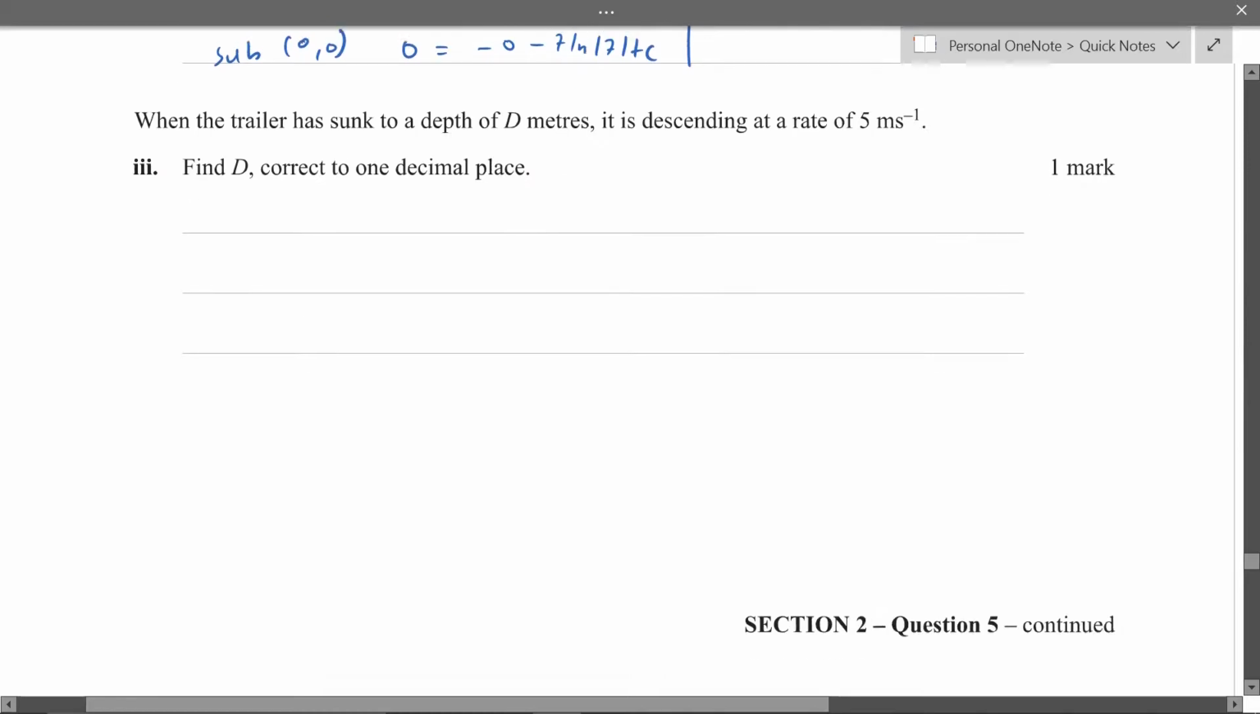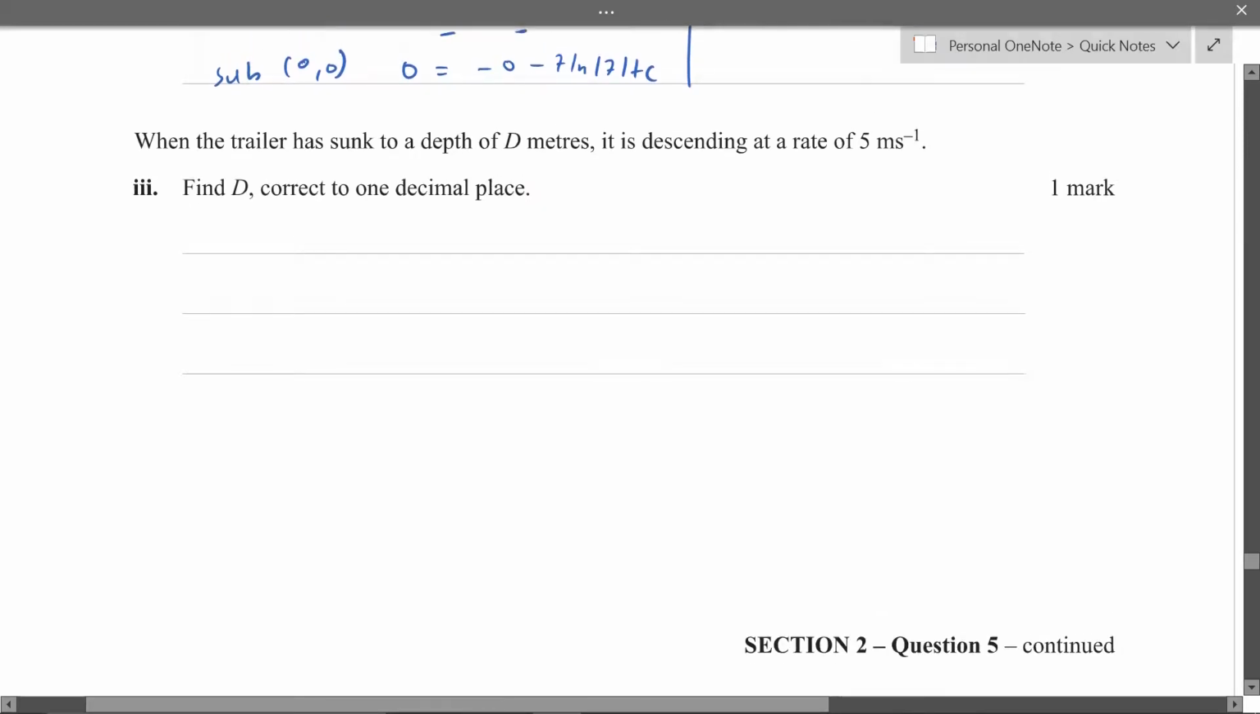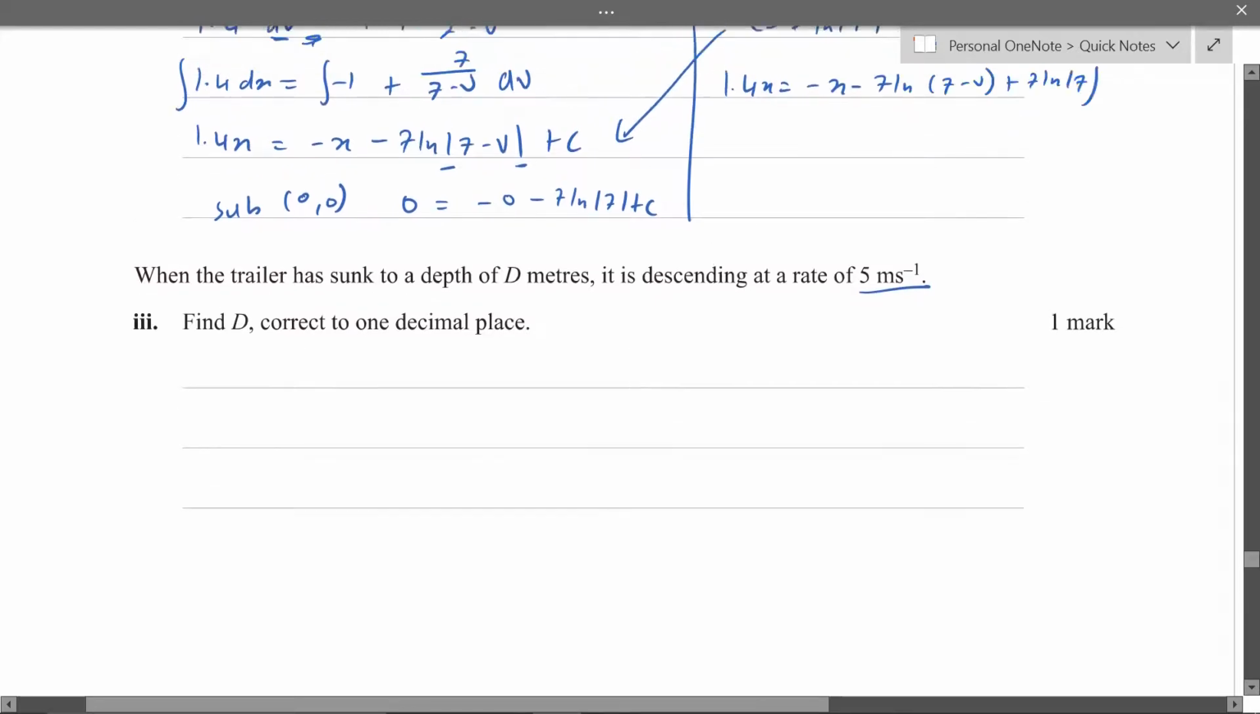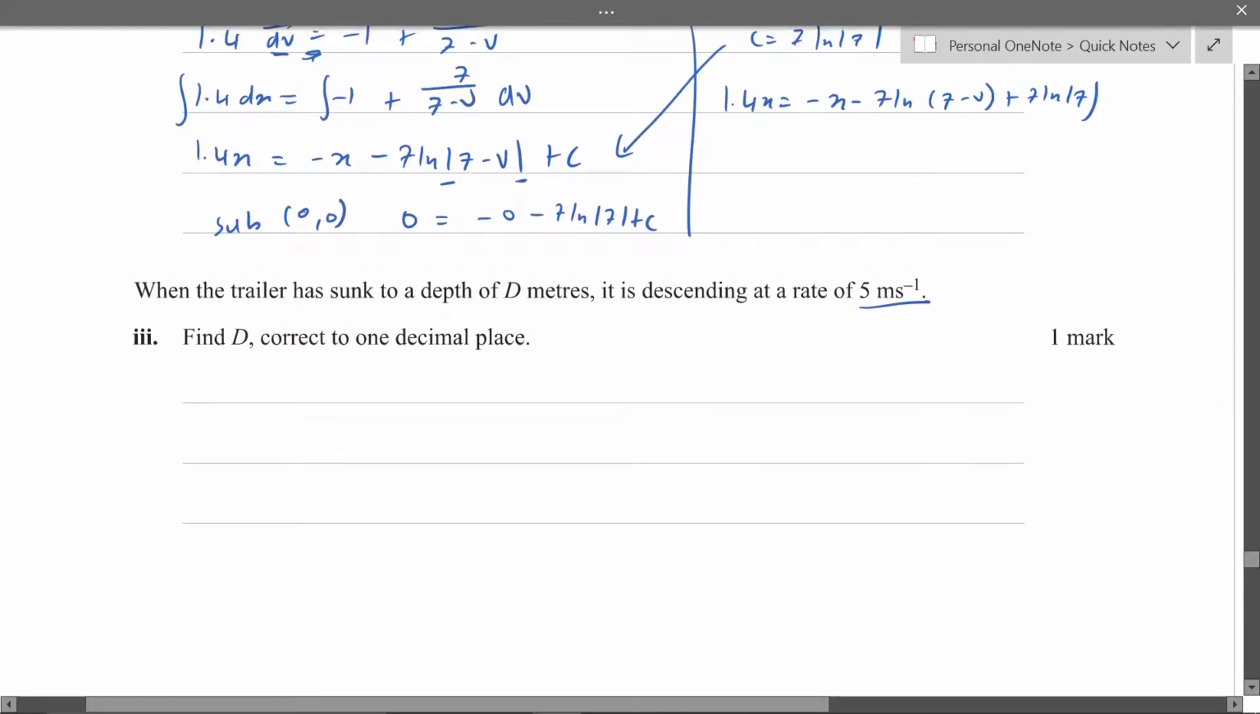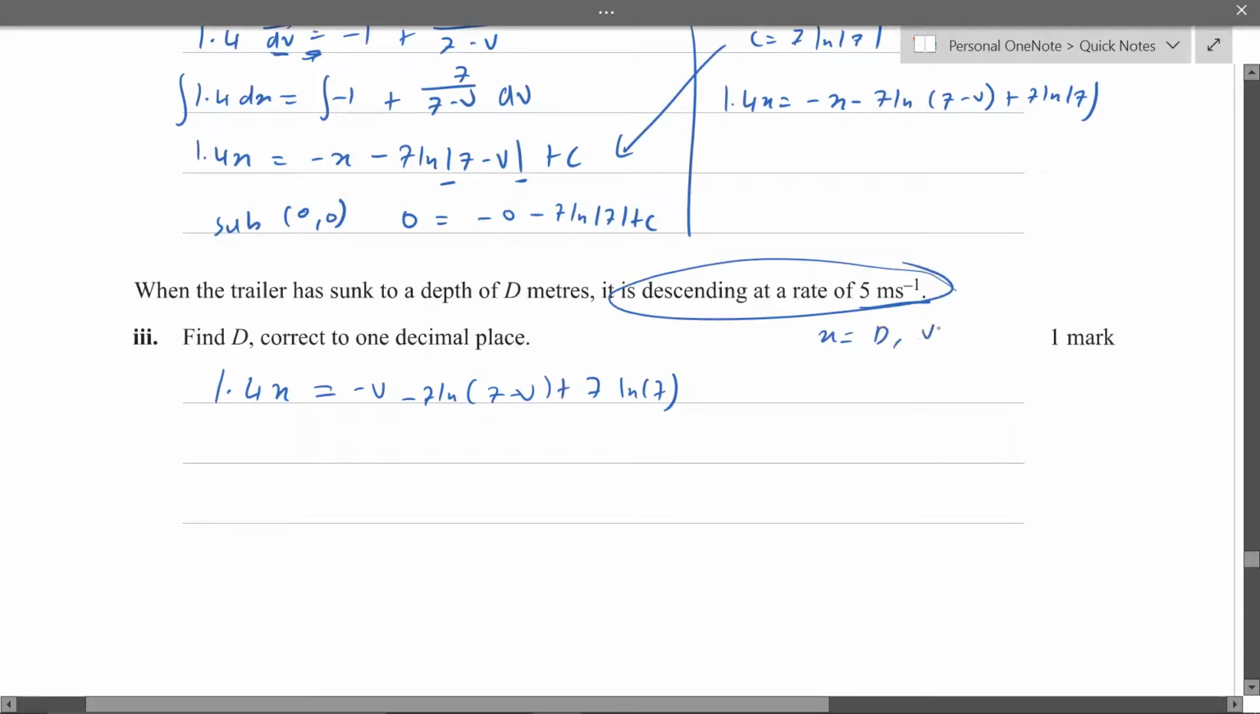Yeah. So when the trailer has sunk to a depth of d meters, it's descending at a rate of 5 meters per second. So find d. We have our equation, we already have it from the previous question. 1.4x equals -v - 7 ln 7 minus v plus 7 ln 7. So at this place that they're talking about, x is d and v is 5.